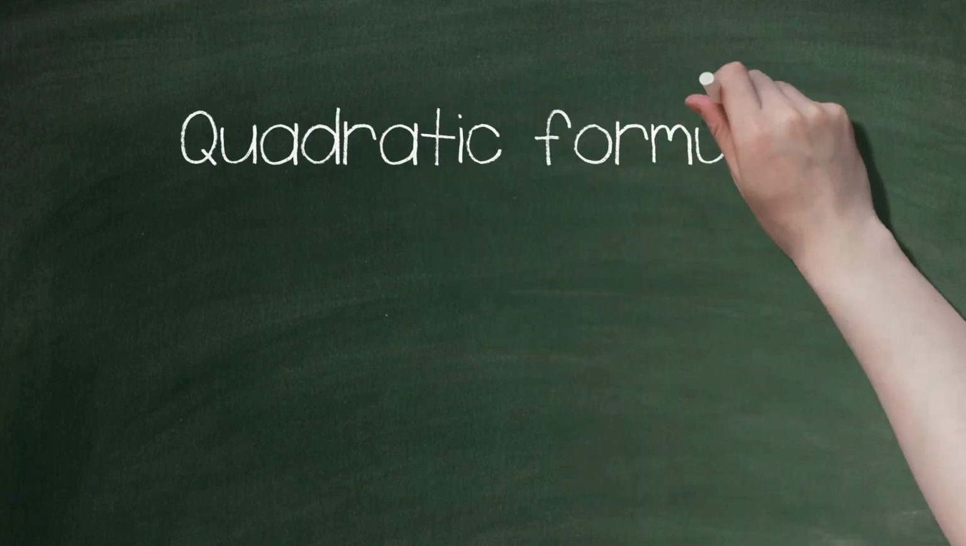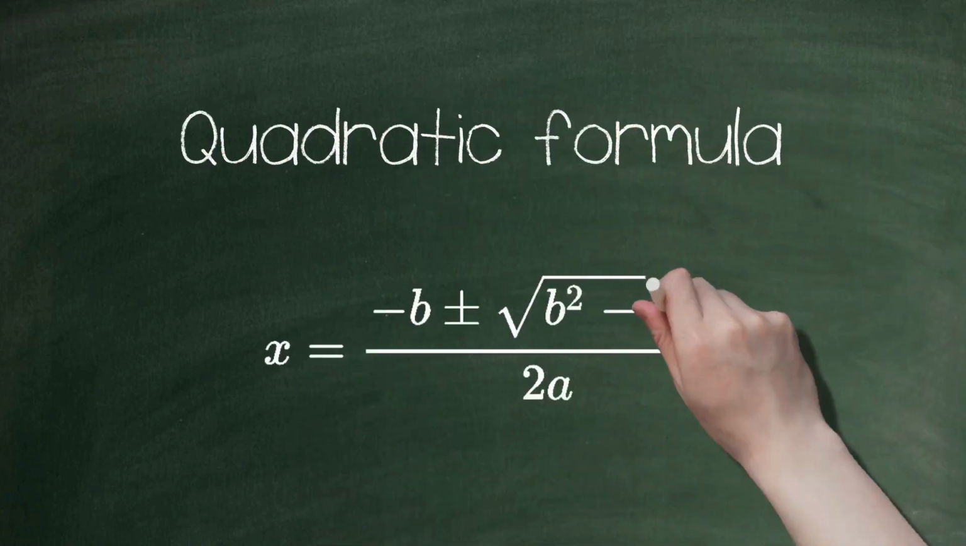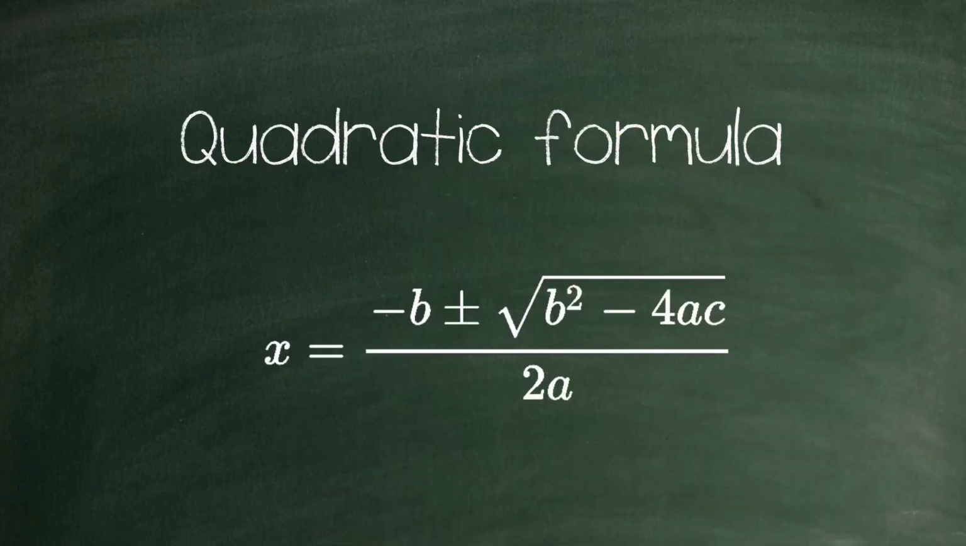Step 2. Determine the vertex. The vertex of a quadratic function given by g of x equals ax squared plus bx plus c can be found using the formula x equals negative b over 2a.